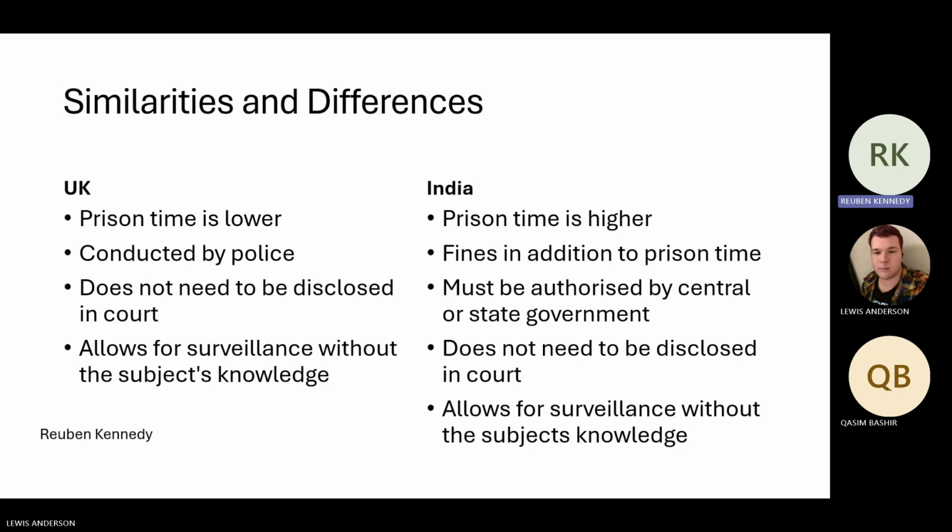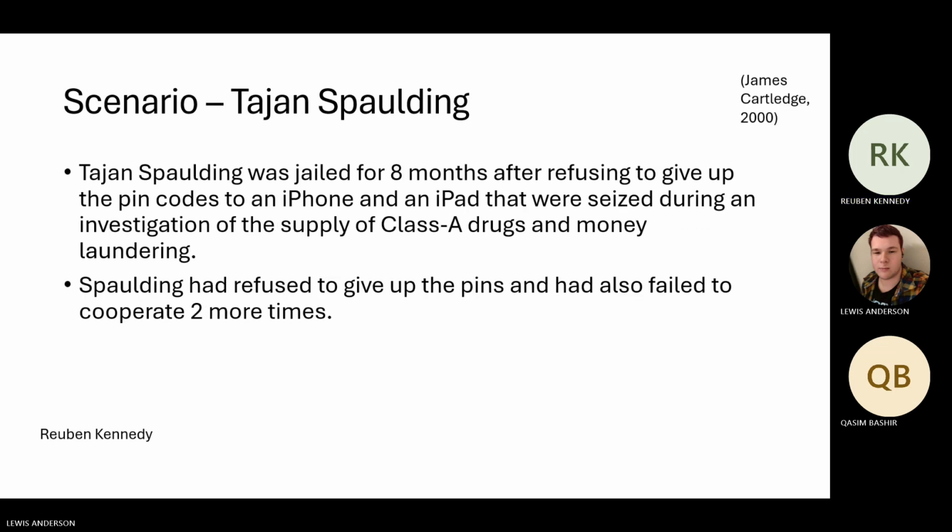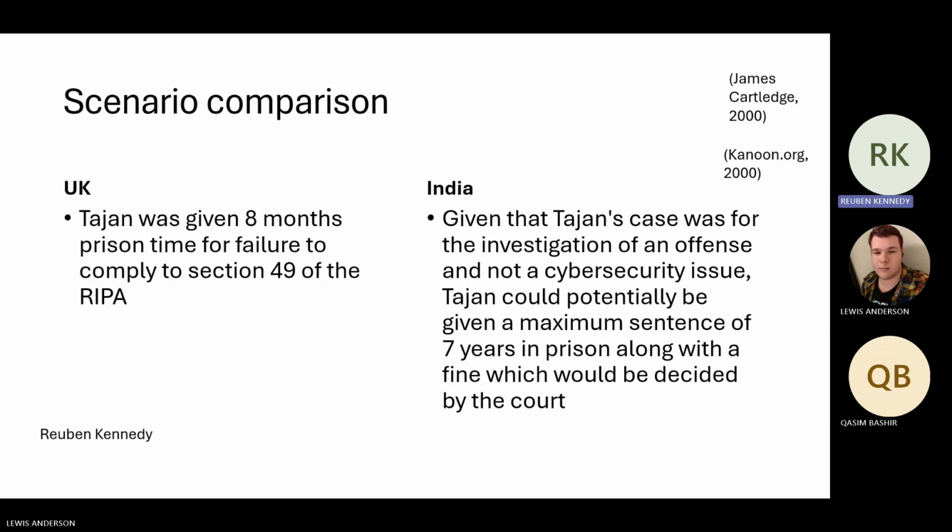Here's a scenario where Tejan was investigated for supplying Class A drugs and money laundering, where 4 devices were seized. However, an iPhone and iPad could not be accessed because of a PIN, which he had refused to give up, not complying with Section 49. Because he did not comply, he was given 8 months in prison for failure to comply with Section 49.